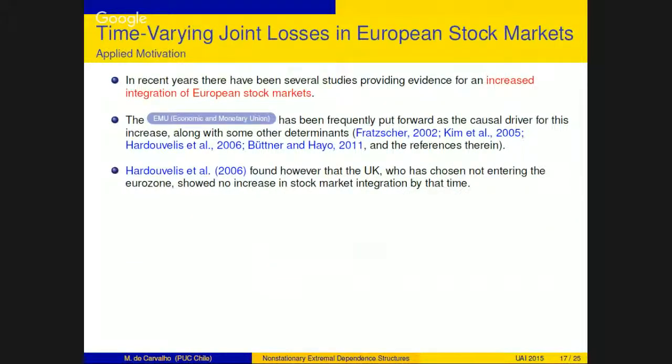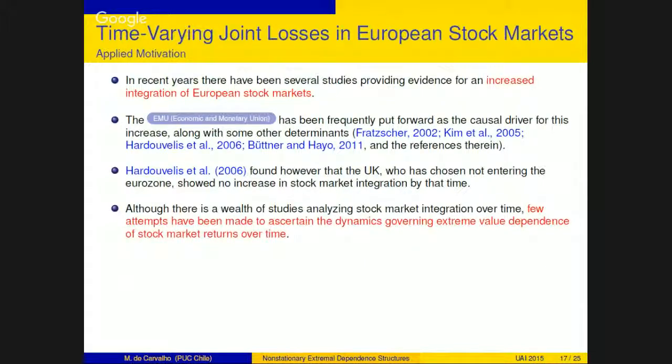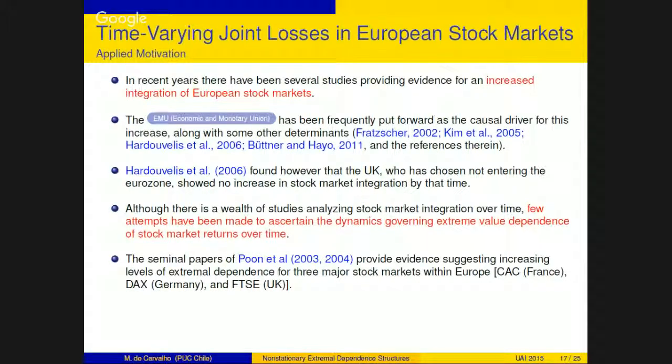And well, people have been looking at this with methods which don't allow you to extrapolate to the details of a distribution. So it's not just looking at the integration between European stock markets. One of the main interests is in understanding whether those markets become very, very integrated when there are extreme losses in each of the markets. So, given that, there have been quite a few attempts to ascertain the dynamics actually governing how the extreme value dependence between the losses of pairs of stock markets changes over time. I mean, there are these two very cited papers. One is in a top journal in statistics.